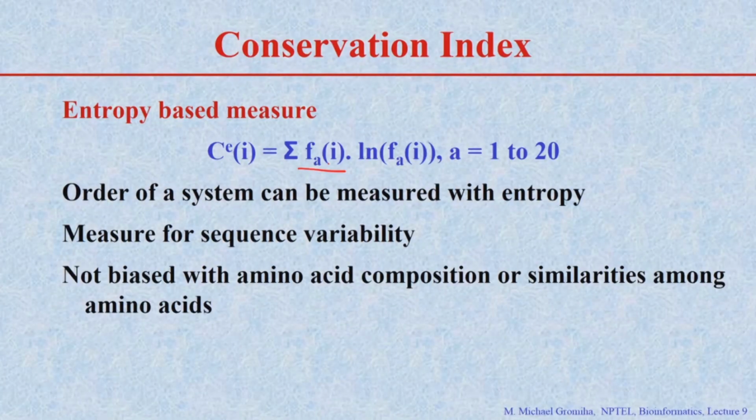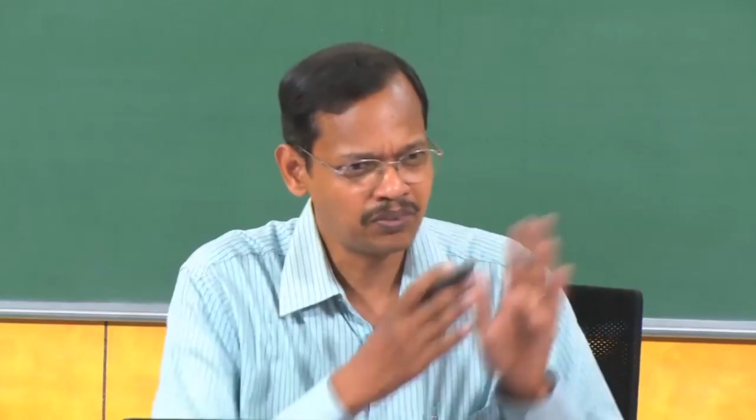Then the frequency we multiply with the logarithm of this frequency, right, to get the conservation score based on the entropy based method. Here this is not biased by amino acid composition or similarities among amino acids, because we do not give any bias for the similarity of amino acids. If it is 7, 2, 2 for the 3 different amino acids present at a position, it does not matter if the 7 is threonine or alanine or tryptophan, right. We do not give any weight for any of the amino acids.